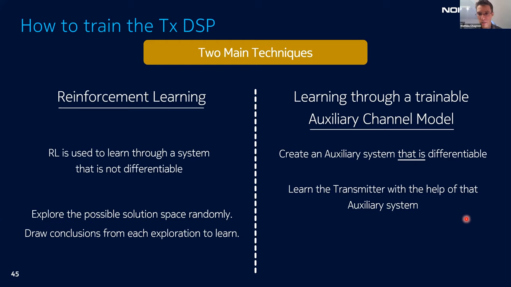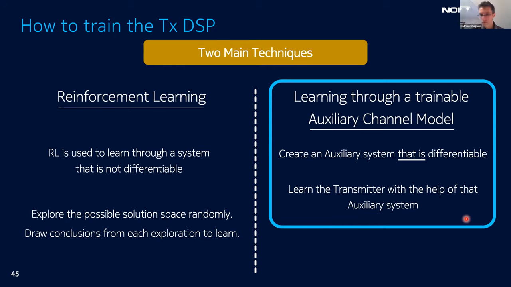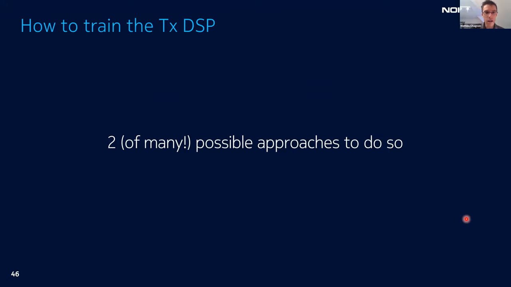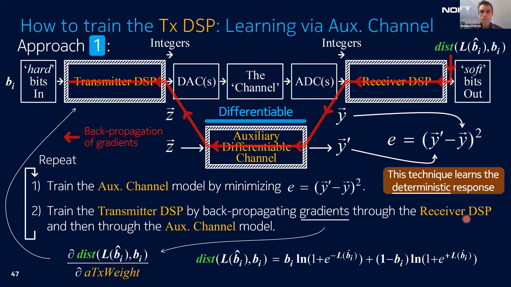The other thing that I'm going to be talking about is learning through a trainable auxiliary channel model, where you create an auxiliary system that is differentiable, and you learn the TX with the help of that system. There are two out of many possible approaches to do so, therefore to learn the TX DSP. They look similar, but they're quite different.